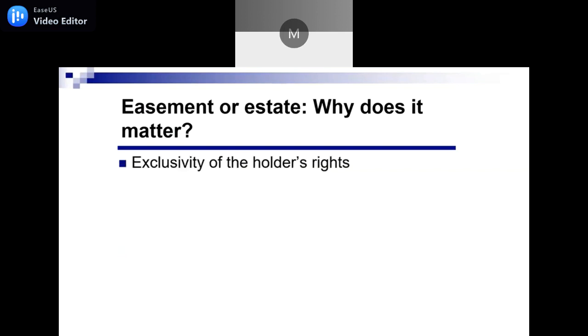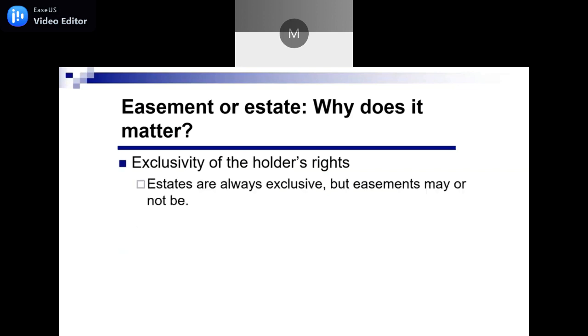The exclusivity of the holder's rights is another difference between easements and estates. Estates are always exclusive. If you own an estate, you can always exclude other people from it. But easements may or may not be exclusive. Some easements are exclusive and some are not. We have to look at the way the easement was created to find out whether it's exclusive or not. It might be that you have the right to use an easement, but other people could be using it simultaneously.